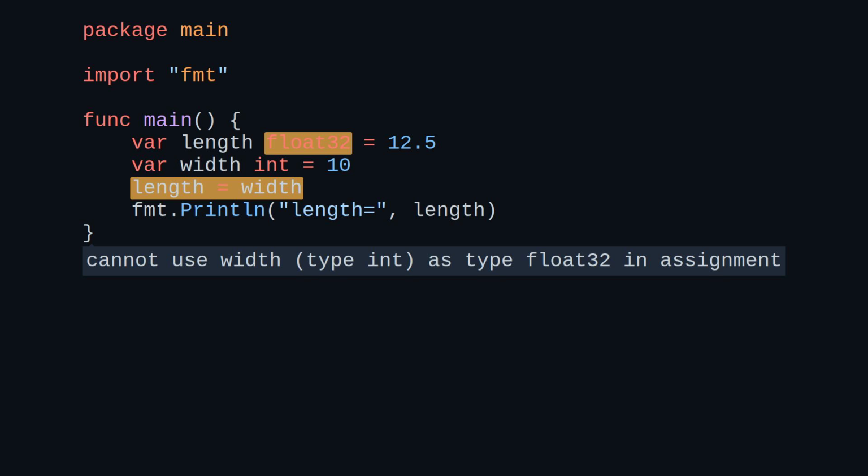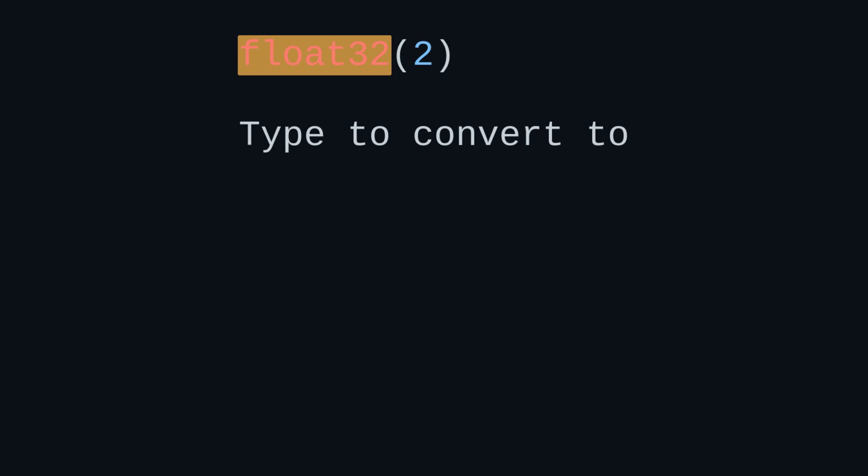This is where conversions come in. To solve this issue, we use type conversions. Here's how to convert an int to a float32. You just place the type, float32, in front of the value you want to convert. This ensures that both variables are of the same type when performing math operations.